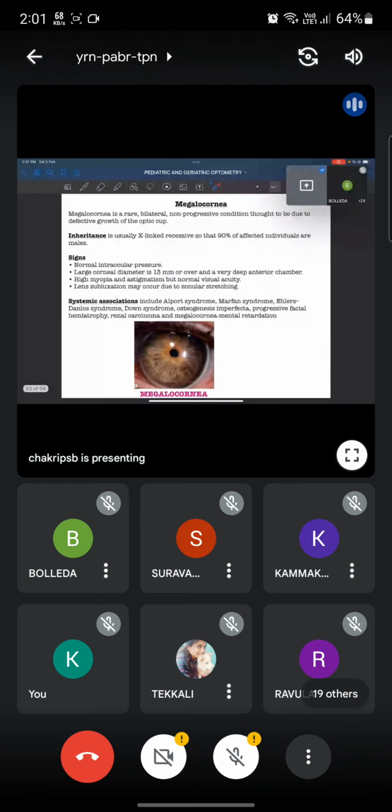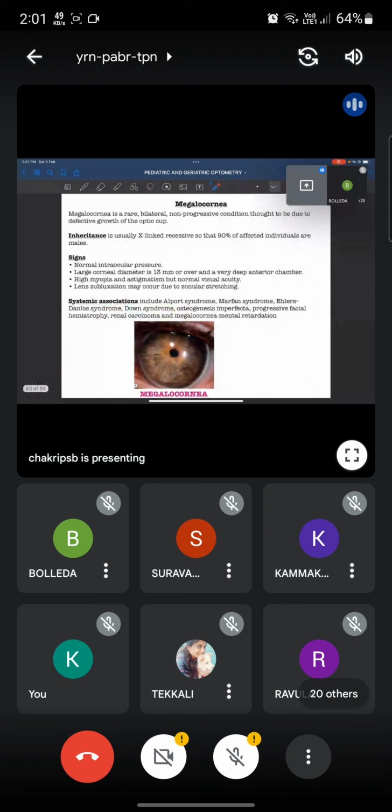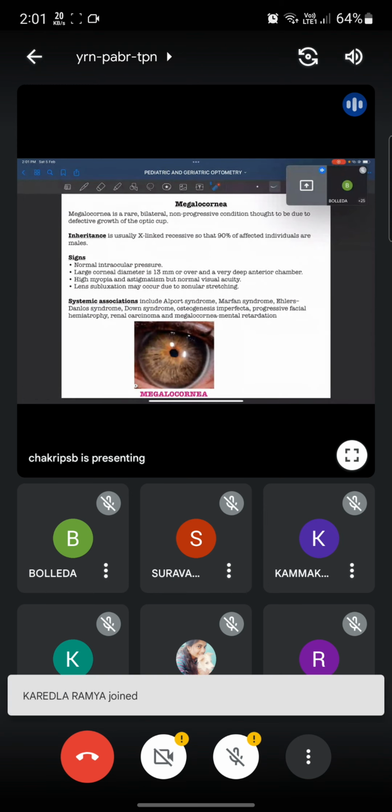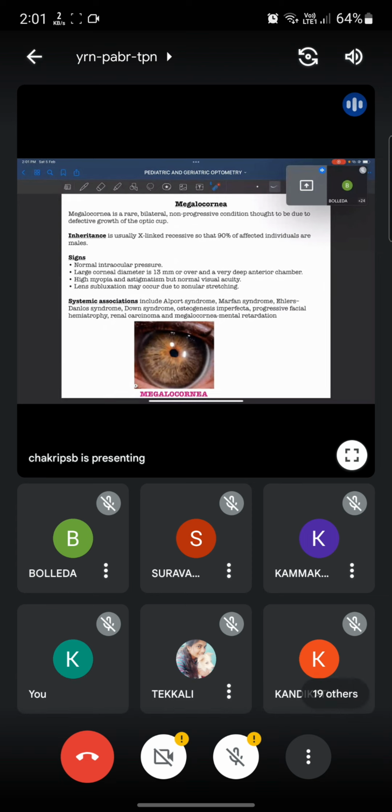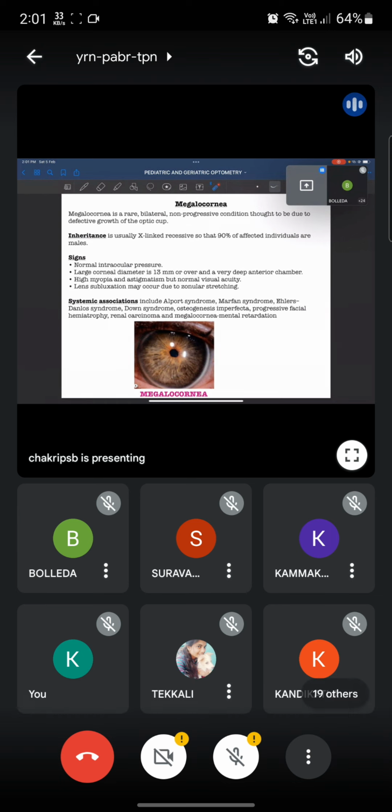In the same way, microcornea means small cornea. The opposite is megalocornea. Megalocornea is a rare condition. It is also a bilateral, non-progressive condition. Non-progressive means it does not develop throughout old age. It is congenital, happening from birth. It is an X-linked recessive condition. 90% of individuals are males. Only males are affected here also.